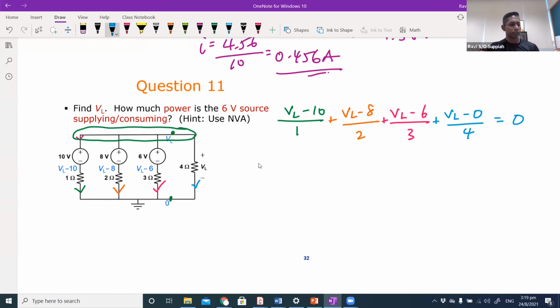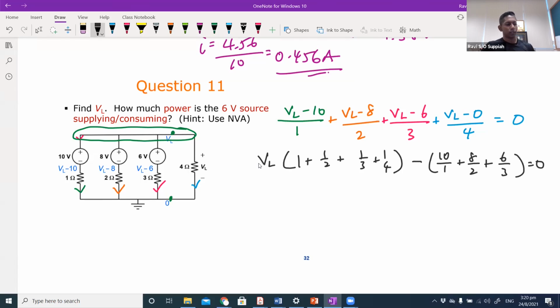It's the same approach as just now. From there you can factorize and solve. Then you solve for VL, so you get VL equals 7.68 volts.